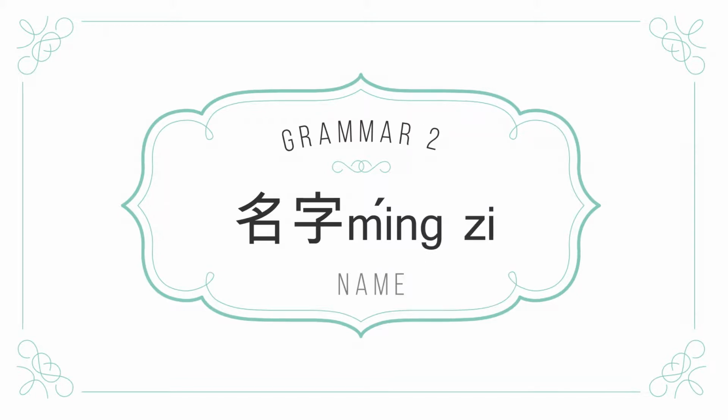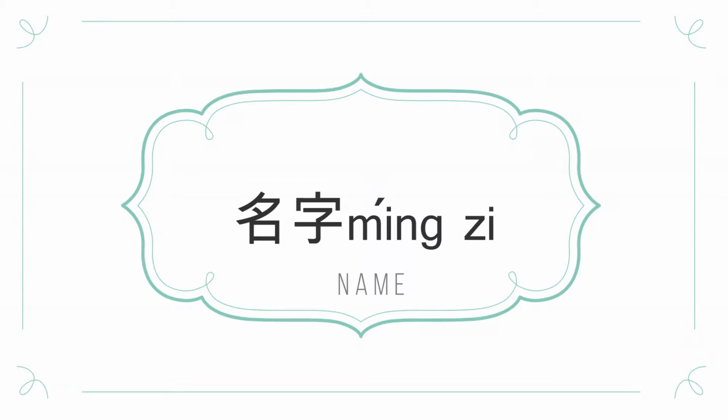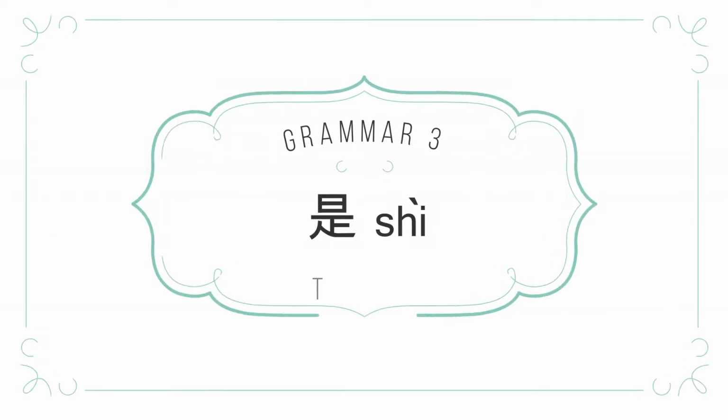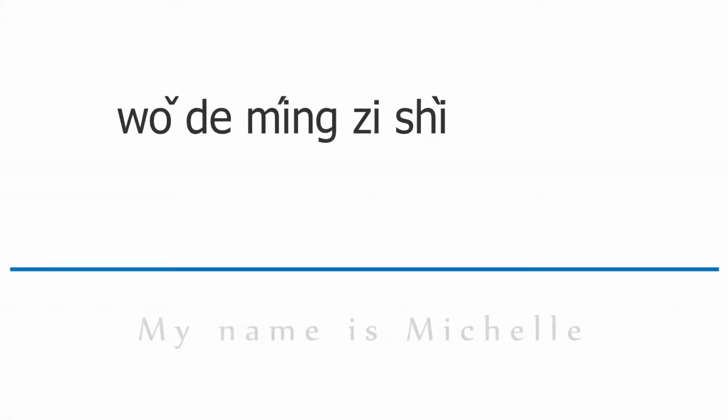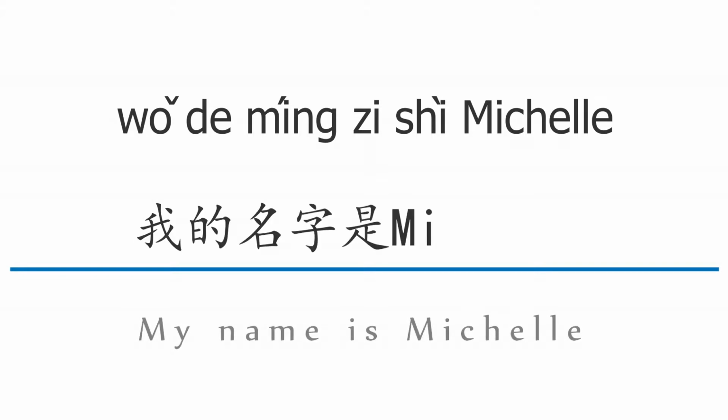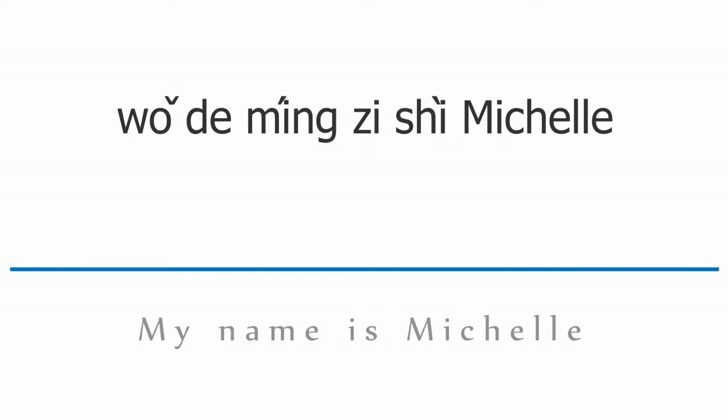So 名 is like you're asking a question, so 名 rising up, you raise your voice. So 我的名字, and then "is" in Chinese is 是, a fourth tone, so it would be 是. So 我的名字是 and then you can say your name. My name is Michelle, so 我的名字是 Michelle.